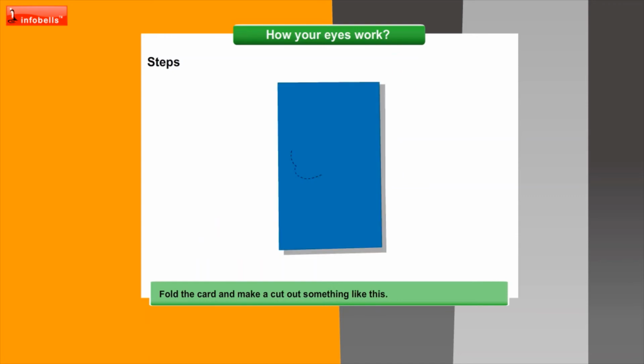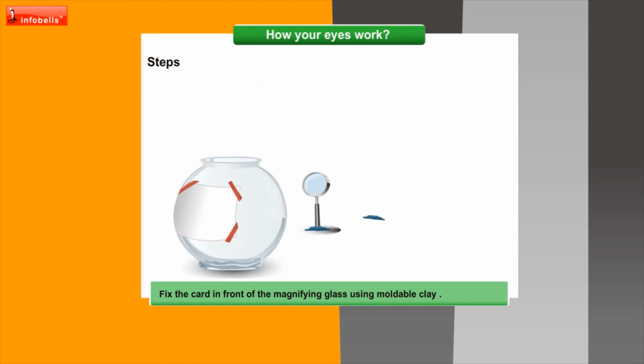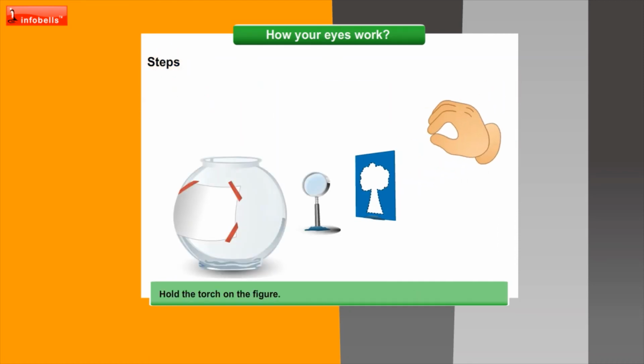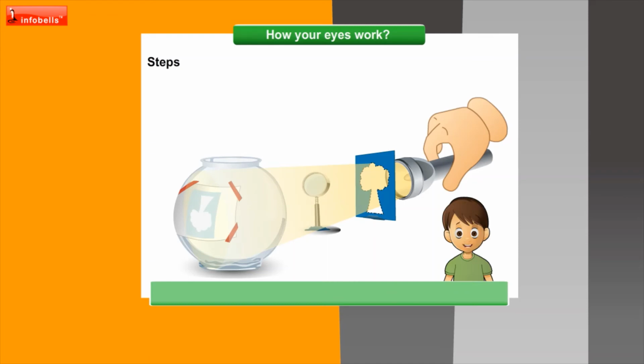Fold the card and make a cutout, something like this. Fix the card in front of the magnifying glass using moldable clay. Hold the torch on the figure. An upside down image of it appears on the tissue. Move the magnifying glass back or forth to make the image sharp. This is an inverted image.